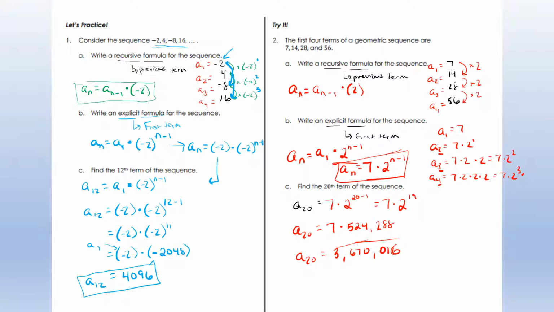Right? So if you were to follow this pattern, 7, 14, 28, 56, all the way down to the 20th term, do that another 16 times, you would end up at 3,670,016.